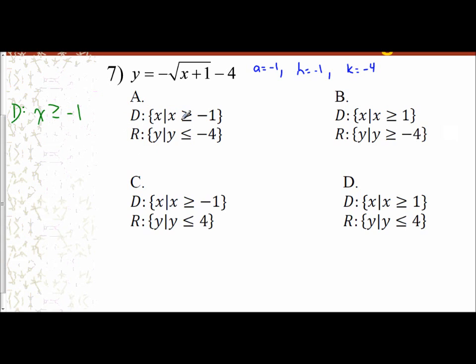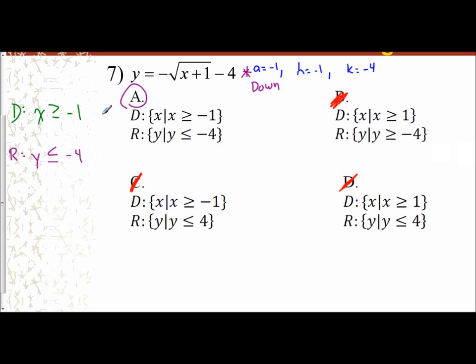If I look at my domain choices, I see that B and D say x is greater than or equal to positive 1, which is false. It has to be greater than or equal to negative 1. So B and D are not my choices. I then go to my range. Your range relates to your k value of negative 4. However, the sign of a tells us if the graph opens up or down. And so since a is negative 1, the graph is going to open down, which means y has to be less than or equal to negative 4. And so that means C is not my choice, but A is my choice.